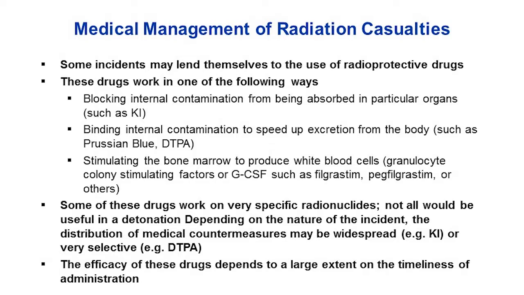Just a couple of slides on medical management. Why do we want to do urine bioassay? Well, because for some radionuclides, we have some countermeasures that we can use. And this slide shows, for example, for iodine, we have potassium iodide, we have Prussian blue and DTPA, and we have colony stimulating factors. And the drugs work on very specific radionuclides. Not all of them will be useful, so it's very important that we know what we're dealing with.